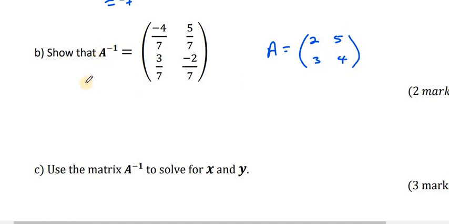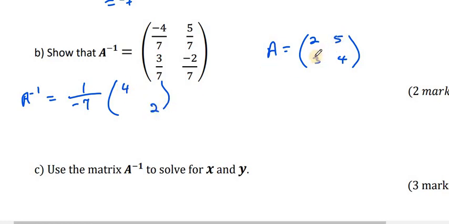I want to find the inverse. So how do we find the inverse? Well, the inverse of matrix A is equal to 1 over the determinant. We found the determinant to be negative 7 earlier. We're going to multiply by the adjoint matrix of A. To find the adjoint of A, we basically switch these two entries. So where we have 2, we put 4. Where we have 4, we put 2. So 4 goes here, 2 goes here.